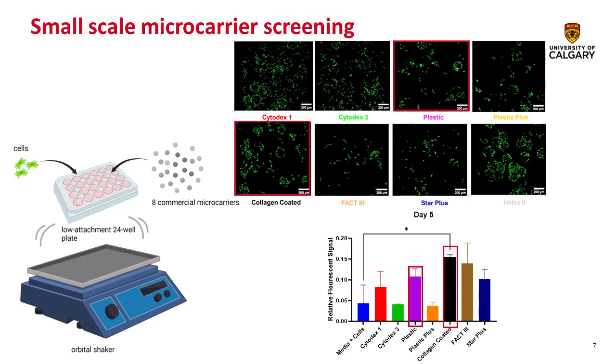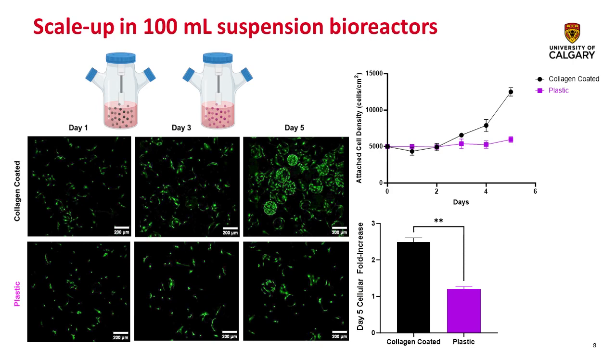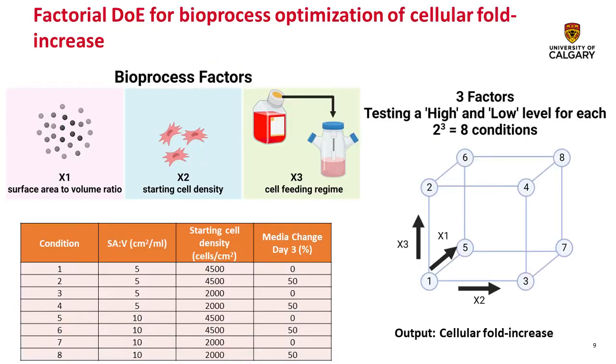To determine the best microcarrier for true dynamic culture, I scaled these microcarriers up in 100 milliliter stirred suspension bioreactors, and we were able to conclude that collagen-coated microcarriers allowed for the greatest amount of cell proliferation in dynamic culture. However, a cellular fold increase of only 2.5 needed to be optimized in order to reach the clinically necessary cell densities. So in order to do this optimization, I performed what's called a factorial design of experiments, or DOE, where we were able to optimize specific bioprocess factors to have the highest cellular fold increase.